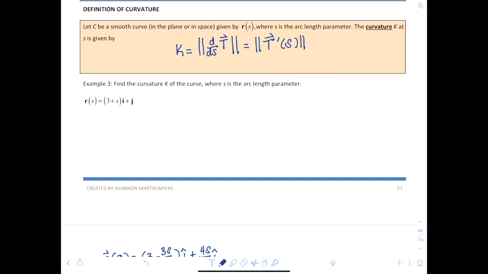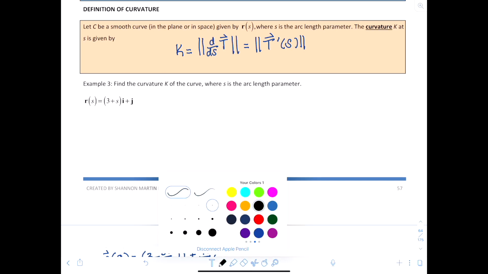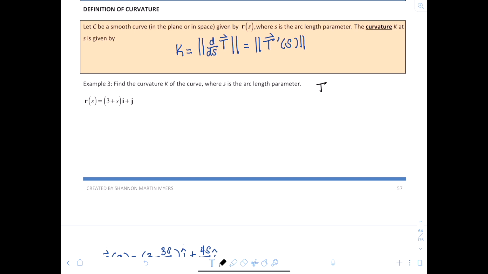Okay, so now we're putting together more stuff. If you recall, our evil plan is that the T vector in terms of s would be r prime at s divided by the magnitude of r prime at s. We've got our unit tangent vector. Good so far?